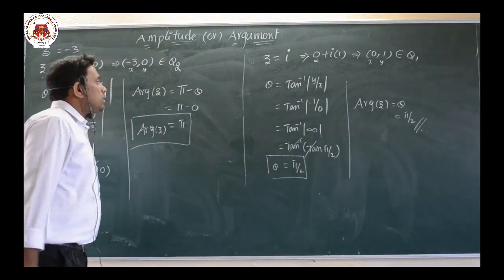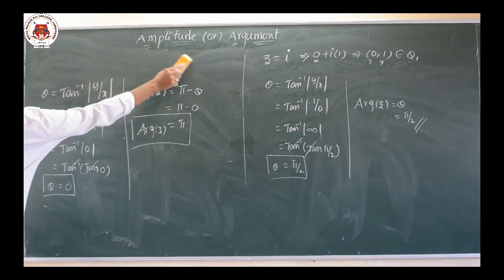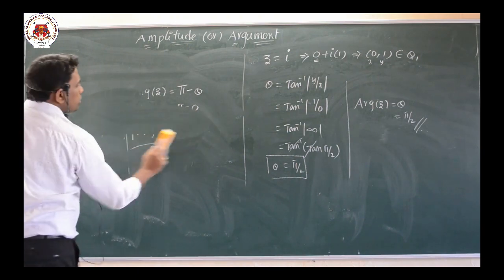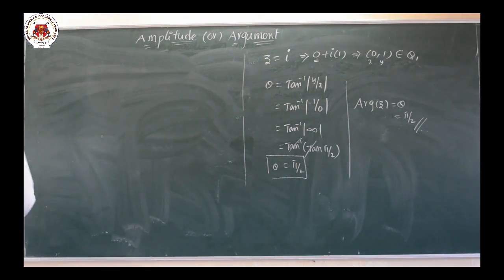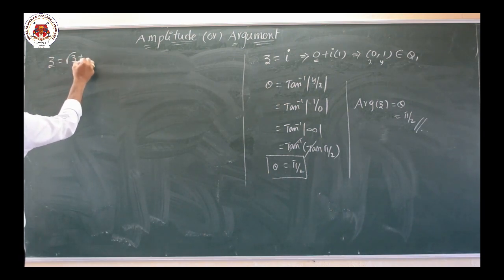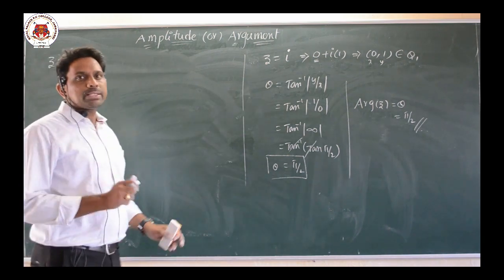We will take the last and final example on this model. Children, I will give this to you as homework. You do it and send me the answer. The question is z equals root 3 plus i. This sum is homework for you. So, our complex number chapter is finished.